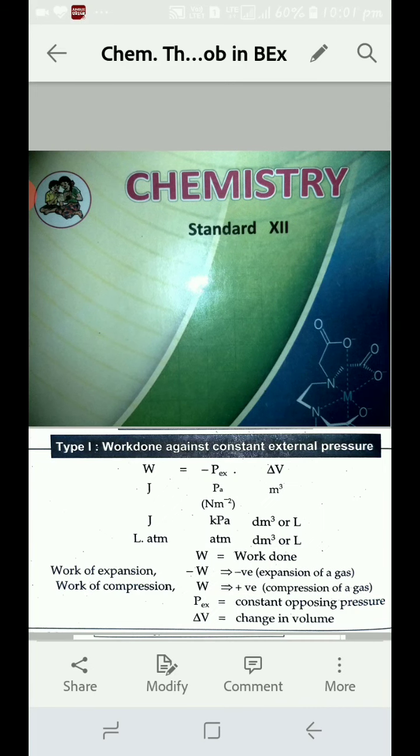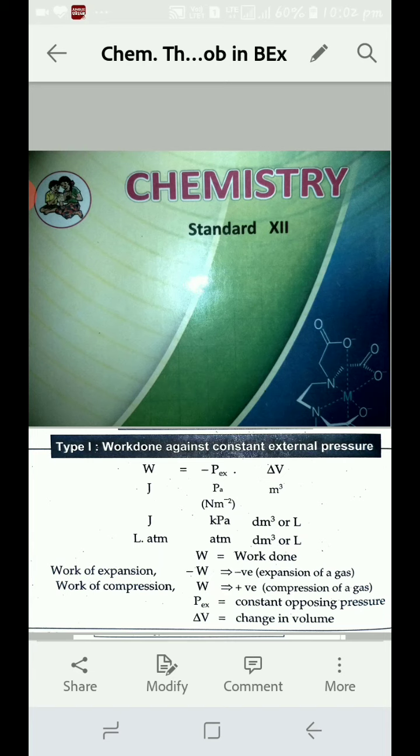or if we measure the pressure in kilopascal and volume in decimeter cube, 1 dm means 10 raised to minus 1 meter, so 1 dm cube means 10 raised to minus 3 meter cube. Then also we can calculate the work done in joule, and we know that 1 dm cube is equal to 1 liter. But if the pressure is in atmosphere and volume in dm cube or liter, then the work done is in liter atmosphere.